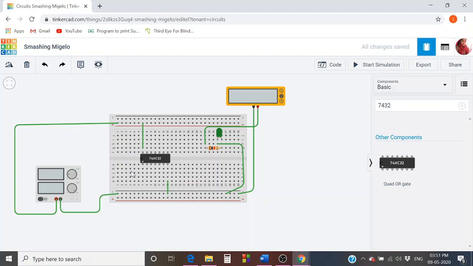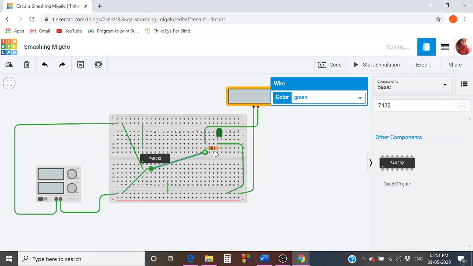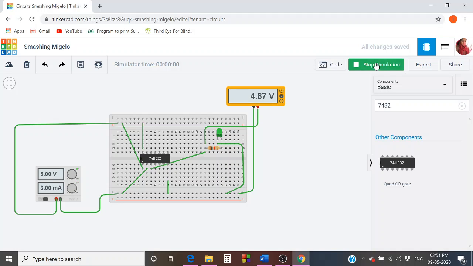Then I'm going to show you A1 and B0. This is input A1 and this is input B0 and this is output. I'm going to put it here. Now start simulation. See, the bulb is glowing.